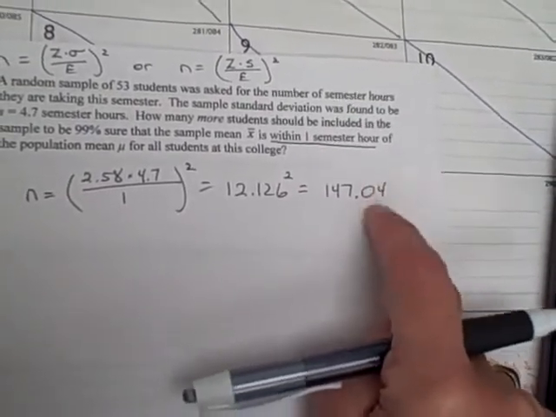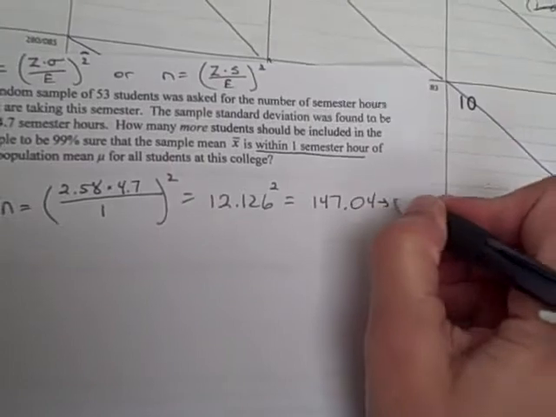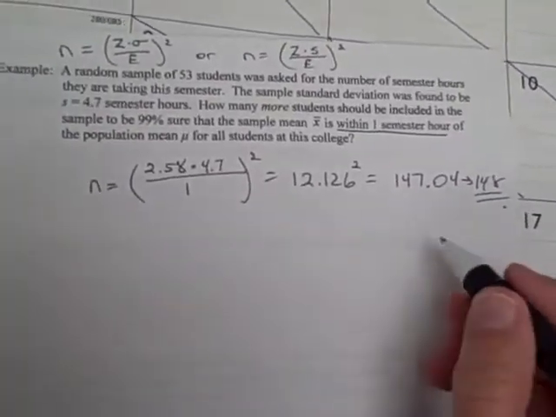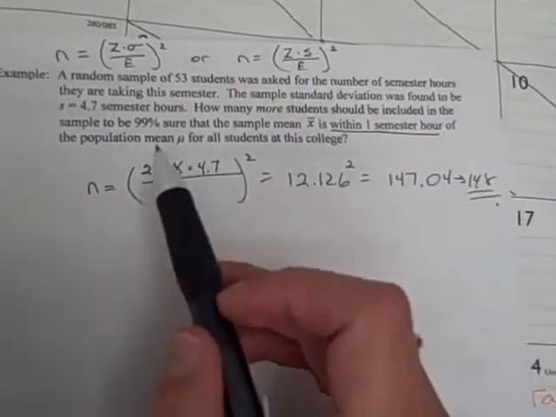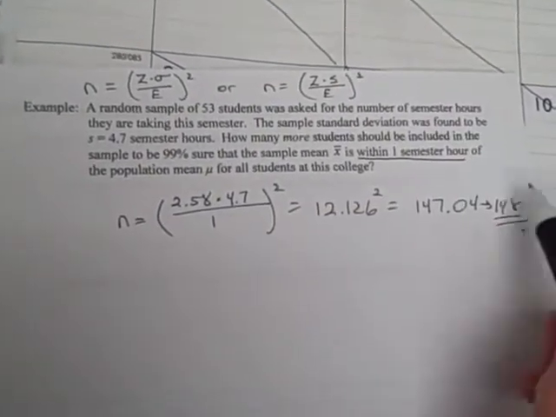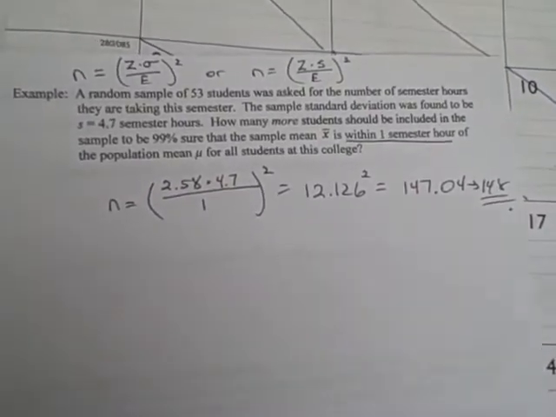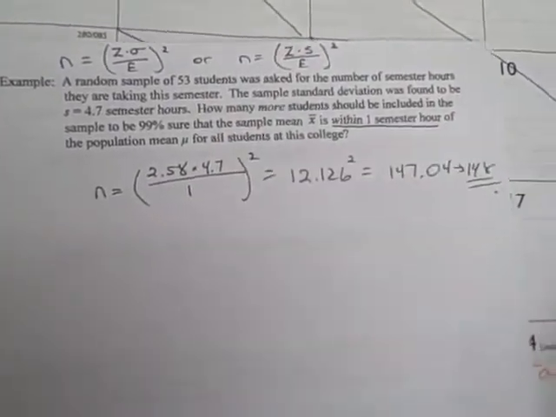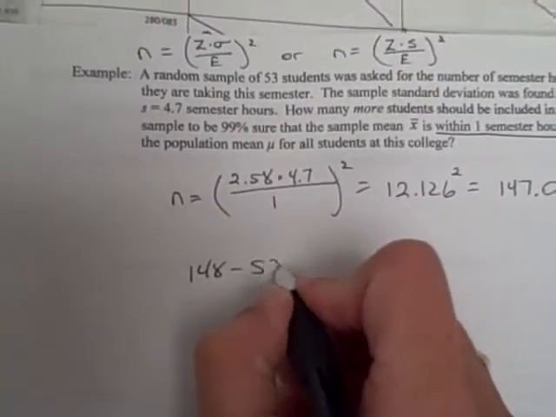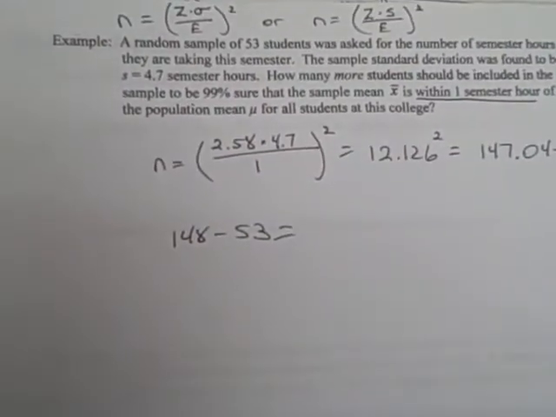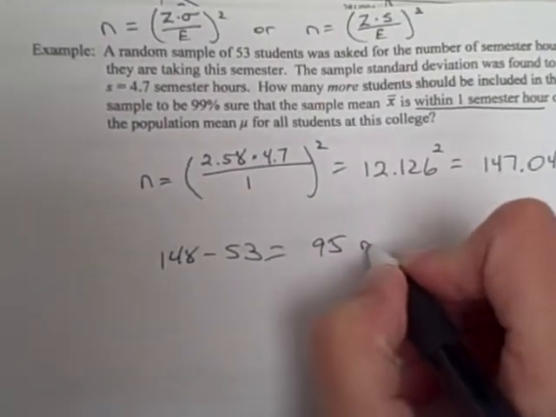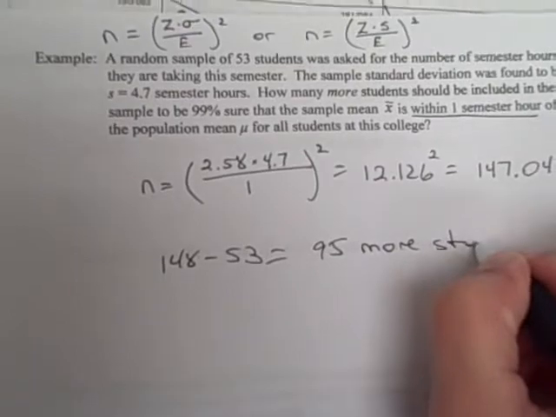Now, this tells me that a sample size of 147 is not large enough to give me this error. I need a little more. So we actually have to round this up to 148. Now that's our total sample size. We already had a sample of size 53. There's no reason for me to go sample another 148. We just want to know how many more we need. So we're going to take 148 minus the 53 we already have, and we get 95 more students.